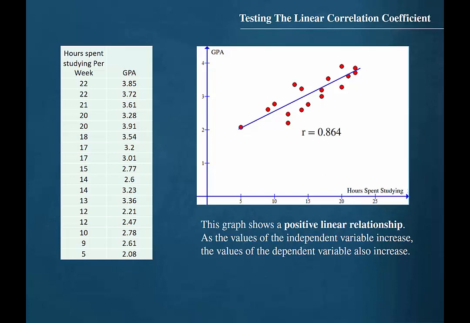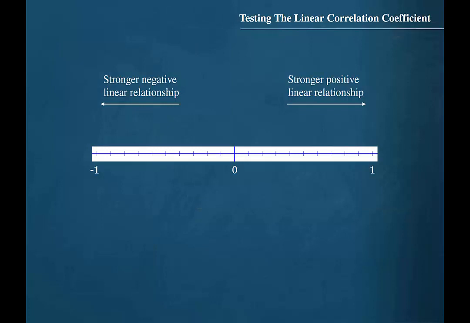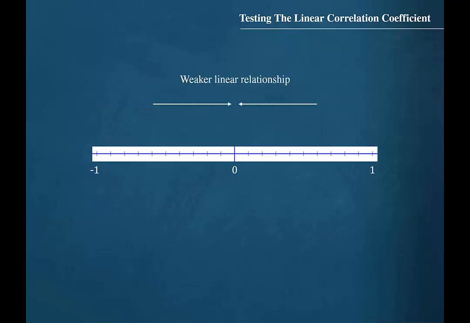This graph shows a positive linear relationship. For this relationship, the sample correlation coefficient r is 0.864. Recall that the closer the value of r is to positive 1, the stronger the positive linear relationship between the variables. The closer the value of r is to negative 1, the stronger the negative relationship between the variables. And the closer the value of r is to 0, the weaker the linear relationship between the variables.